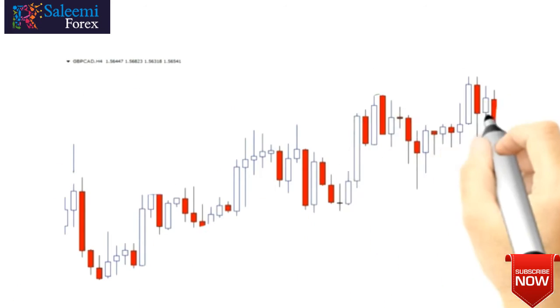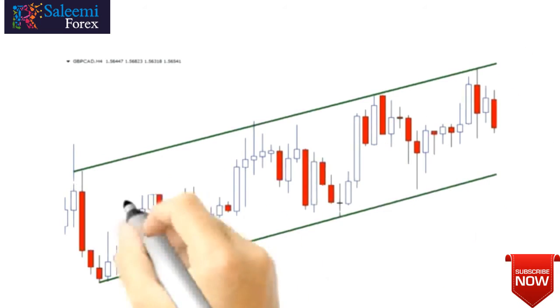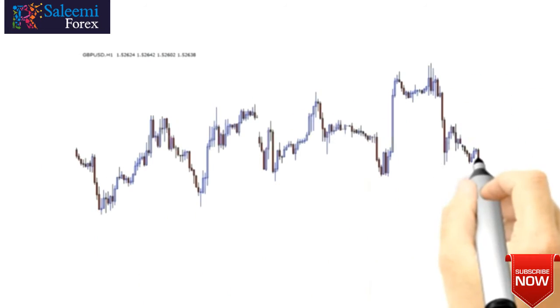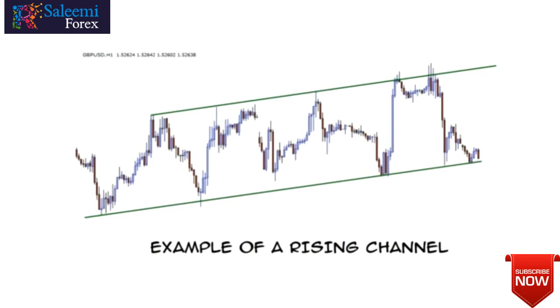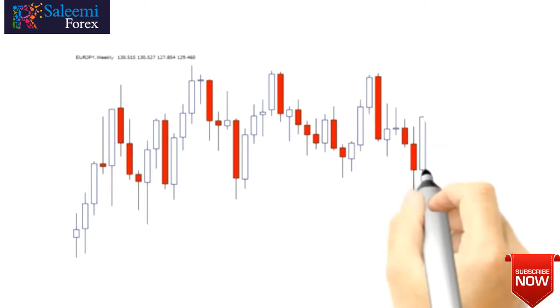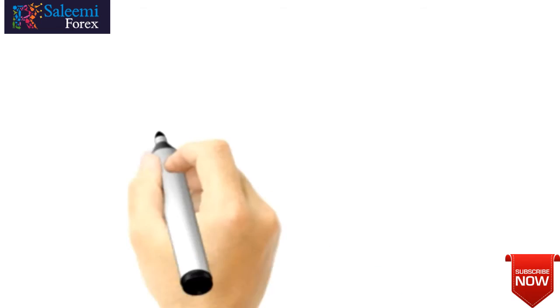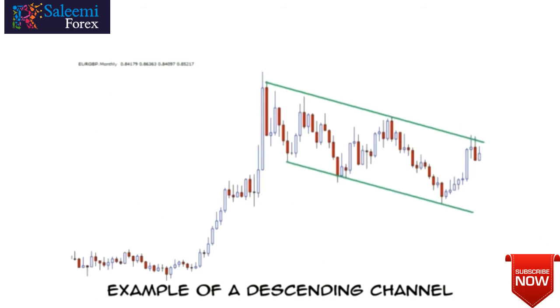So don't worry if your parallel lines don't touch all of the highs and lows, or don't encompass the entire trading range. Figure 4.7. This is an example of a rising channel. Figure 4.8. This graph is an example of a flat channel or trading range. This is an example of a descending channel.